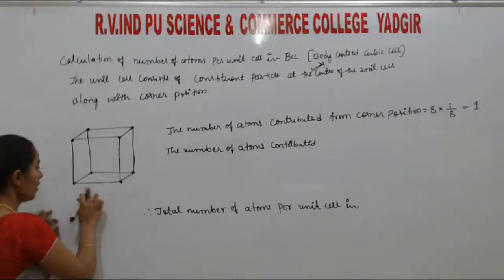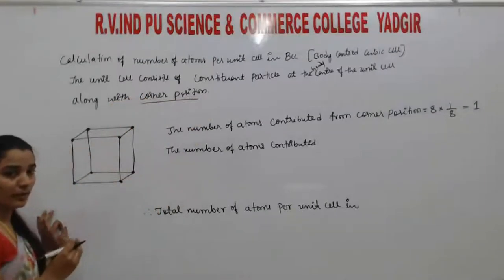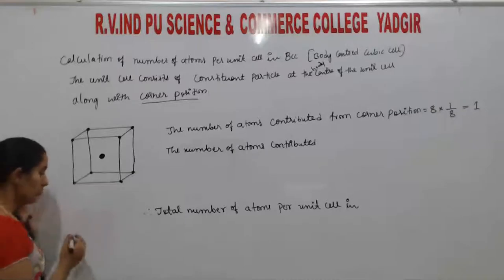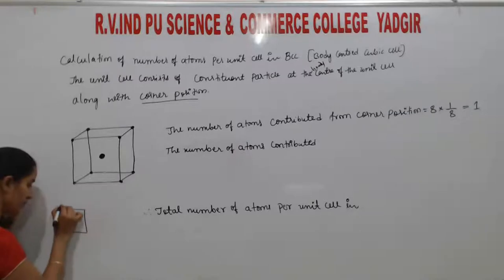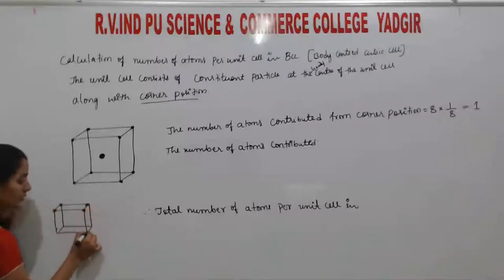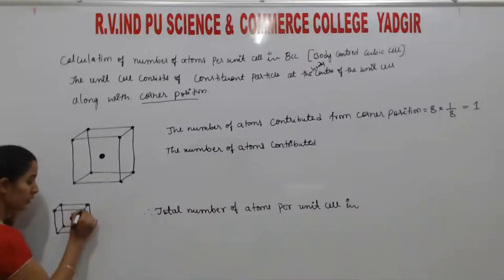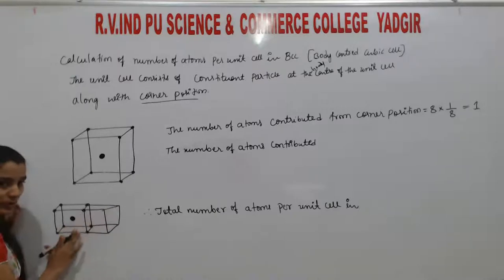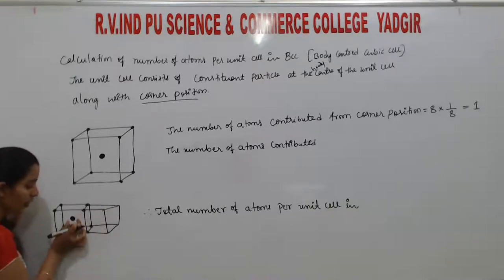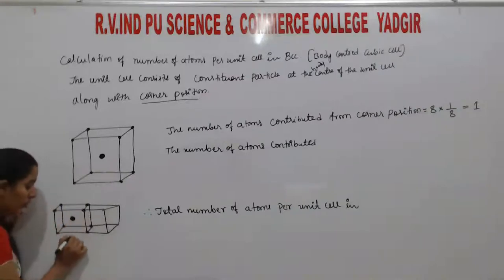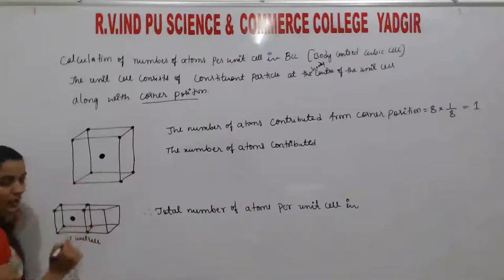So listen, this is one unit cell. At all the corner positions, constituent particles are there. Along with the corner positions, one is at the center of the unit cell. Okay, so if you compare it, this is one unit cell. Here the corner positions are there. One body center atom is here. Okay, the corner is shared between another unit cell. Means students, this complete constituent particle belongs to only one unit cell. It is not shared between any other unit cell.